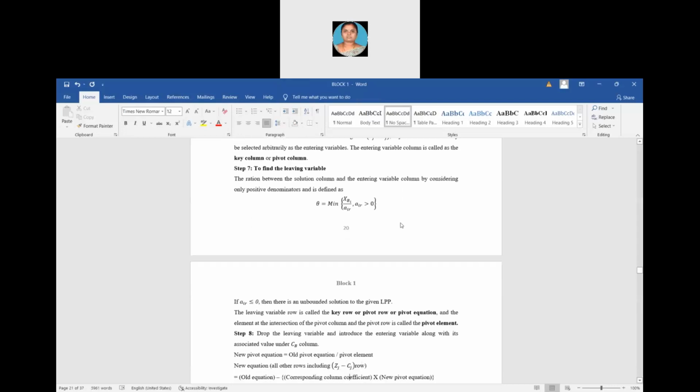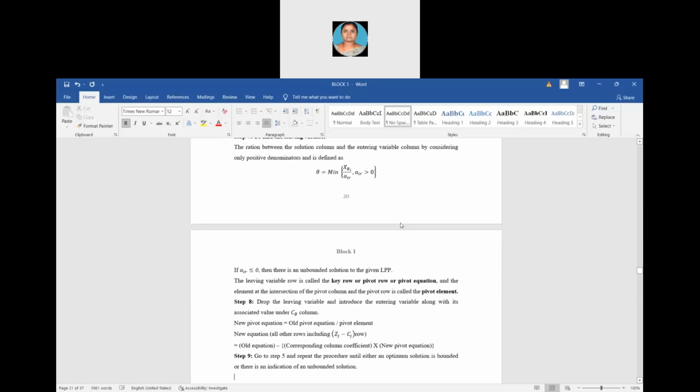And if Air is less than or equal to 0, we will be getting an unbounded solution for the given problem. The leaving variable row is now called the key row or pivot equation, and the element at the intersection of the pivot column and pivot row is called the pivot element. The pivot element we can identify when you are framing the table. That is, the point of intersection of the pivot column and pivot row is nothing but the pivot element.